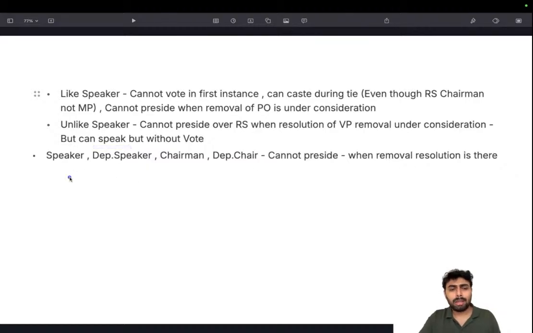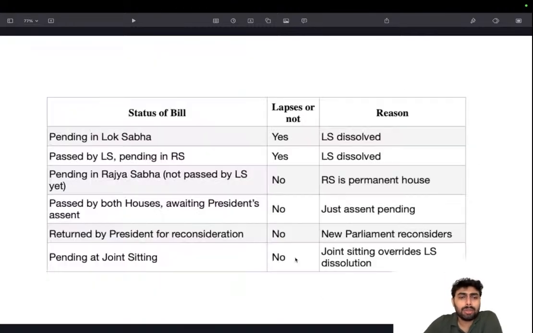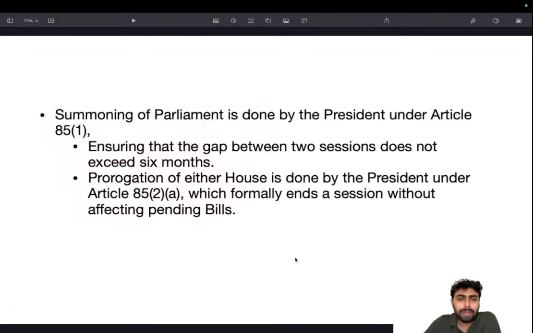So anybody whose removal is under consideration, Speaker or Deputy Speaker, Chairman or Deputy Chairman, they cannot preside. Basic thing. Basic natural justice. So, moving on.